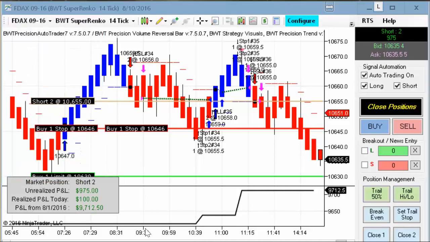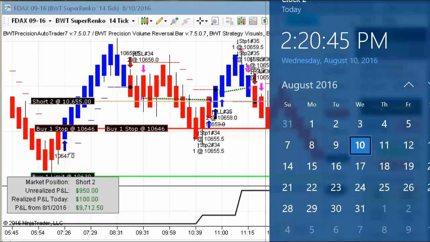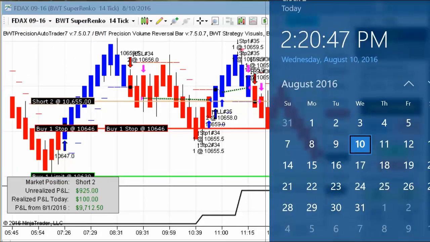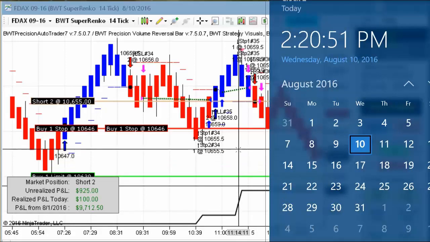Here's the time and sales, and I always show my computer clock because if this was a market replay that I was doing at 9 o'clock at night, I couldn't rig my computer clock to show Eastern Standard Time like this.